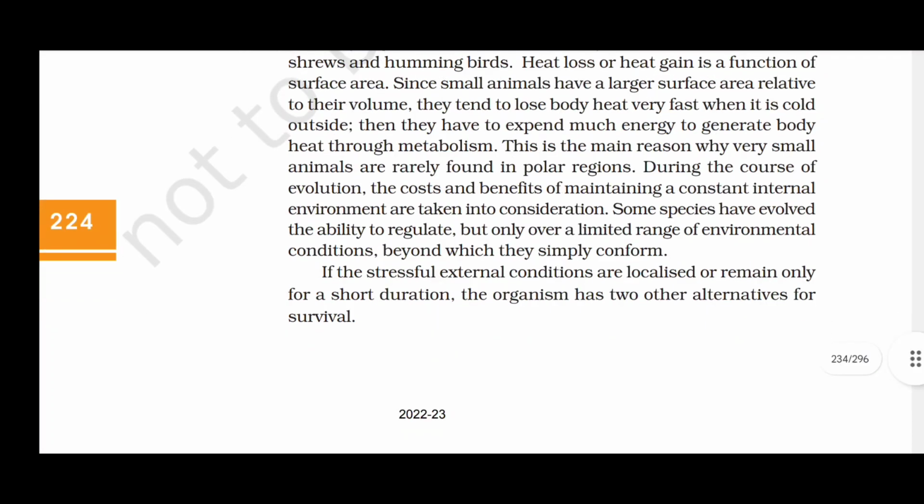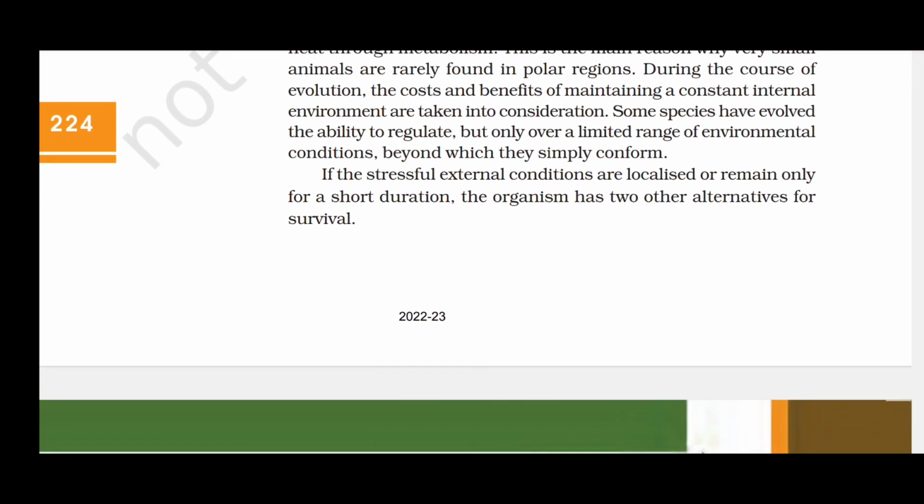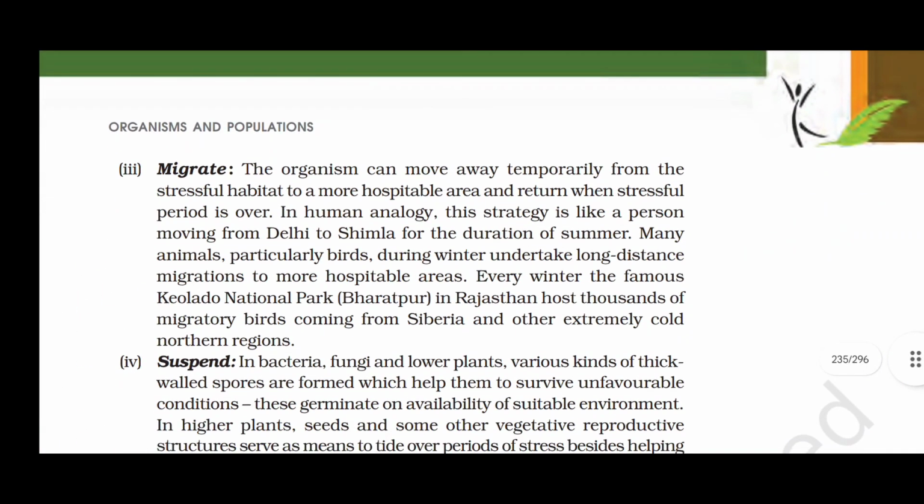If the stressful external conditions are localized or remain only for a short duration, the organism has two other alternatives for survival. Third, migrate. The organism can move away temporarily from the stressful habitat to a more hospitable area and return when the stressful period is over. In human analogy, this strategy is like a person moving from Delhi to Shimla for the duration of summer.